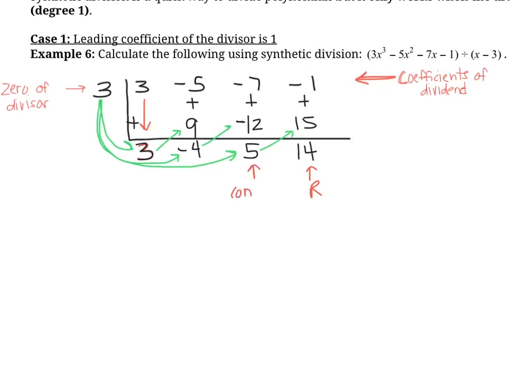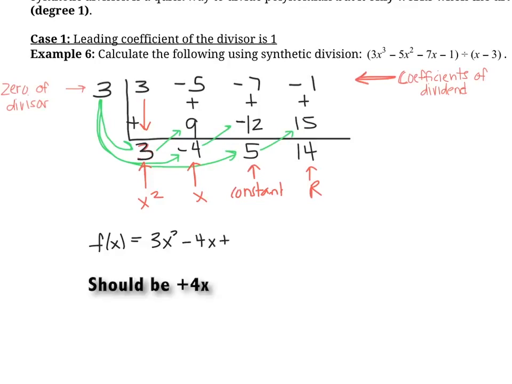So that is our constant. The one beside that is going to be our degree 1 term, and the one beside that is going to be our degree 2 term, and so on and so on. So therefore, when we take those two things and divide them, we're going to be left with the function f at x is equal to 3x squared minus 4x plus 5 with a remainder of 14.